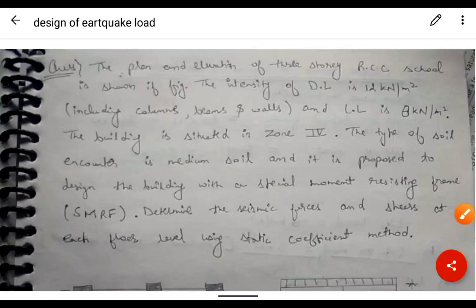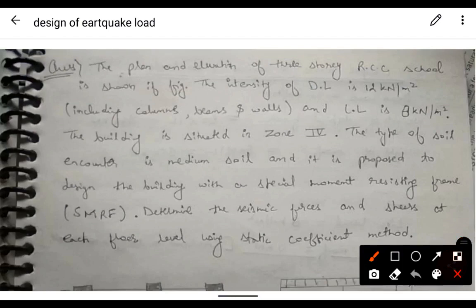Welcome everyone. Today we are going to solve a numerical on the design of earthquake load. So let's move to the next question. So here you can see the question given to us.